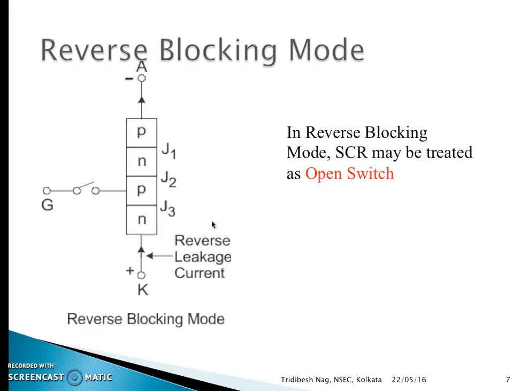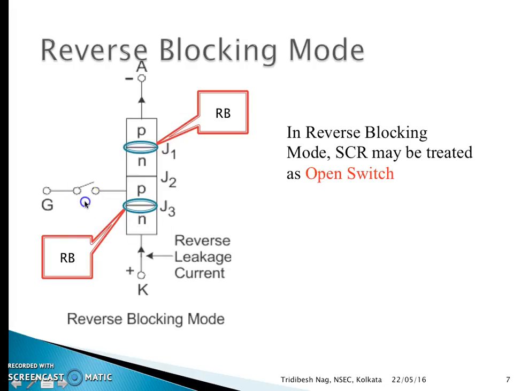This is the block diagram for the reverse blocking mode. Here we give a negative supply to the anode and a positive supply to the cathode, and we keep the gate open, that is, we are not giving any supply to the gate. Now at this state, what happens? The junctions J1 and J3 are reverse biased, and the junction J2 is forward biased. As a result, there will be a very low current, of the order of a few microamperes, which will flow from cathode to anode, and it is called the reverse leakage current.